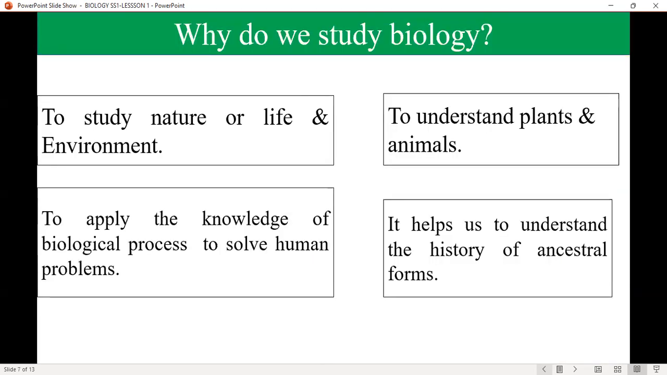Why do we study biology? To study nature, to understand life or environment, to understand plants and animals in general, to apply the knowledge of biological principles, the biological processes, to solve human problems. It also helps to understand the history of ancestral forms.